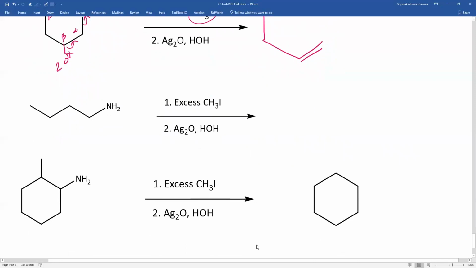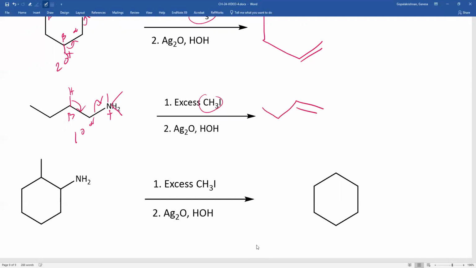So in this case also, NH2 is a primary amine. Simply make it a quaternary ammonium salt. And then take the hydrogen from the beta. This is an alpha, flip it and kick it out. It will help you to write the other product this way.